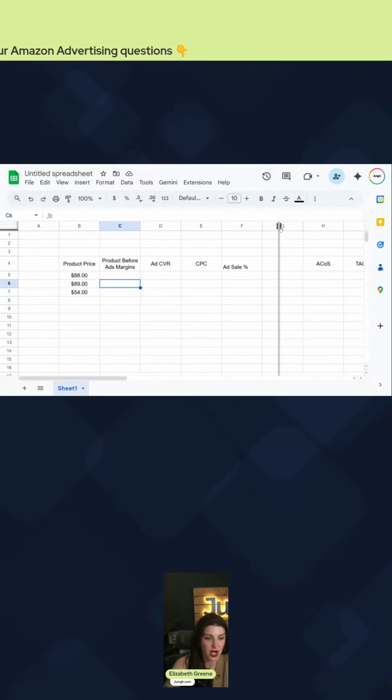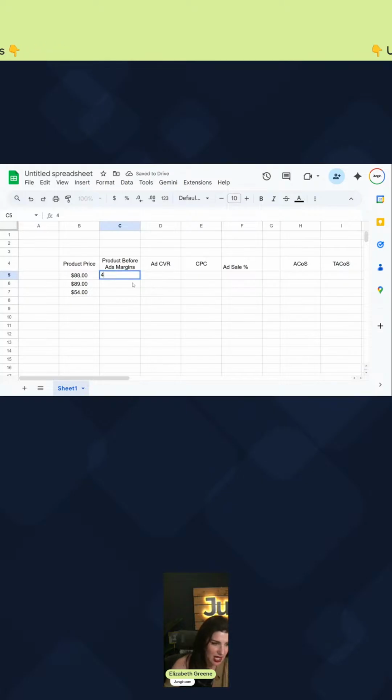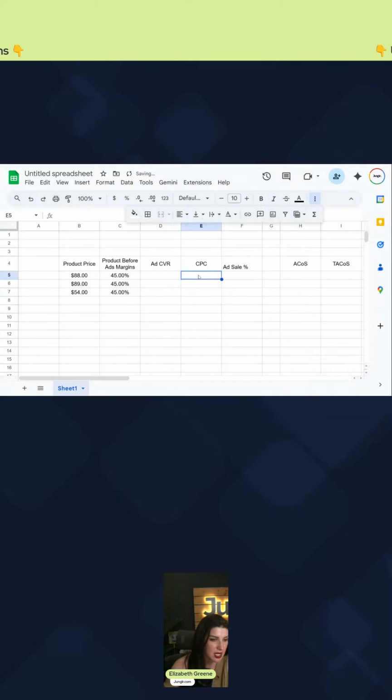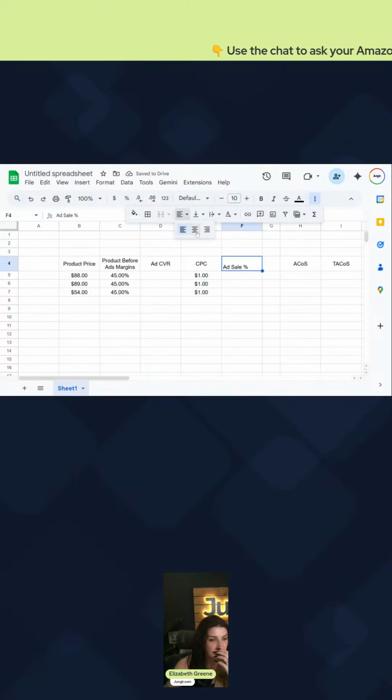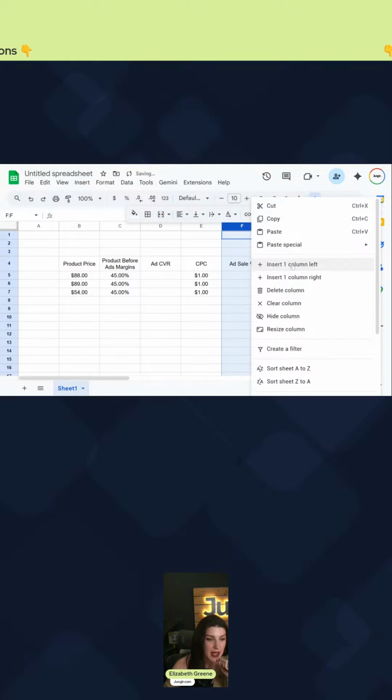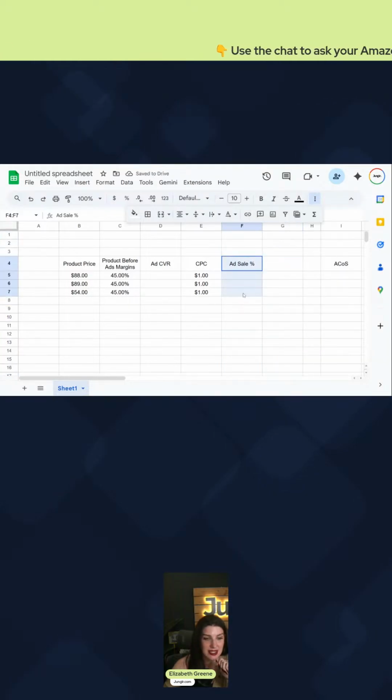Let's just assume, for argument's sake, that all of these have a 45% margin, so we can compare apples to apples. It's not going to be exactly correct, but we can get there. And let's say all of these have a $1 CPC. The things that are going to change this are the ad conversion rate, which is a huge one, and the ad sale percentage.